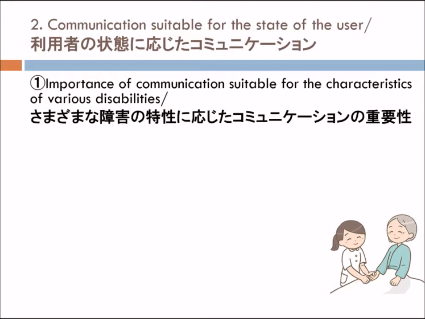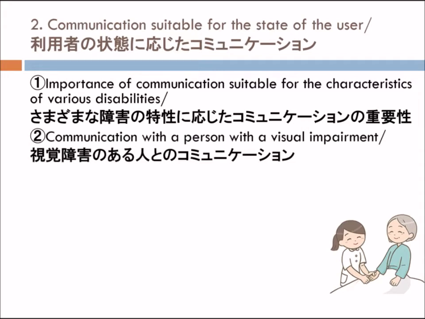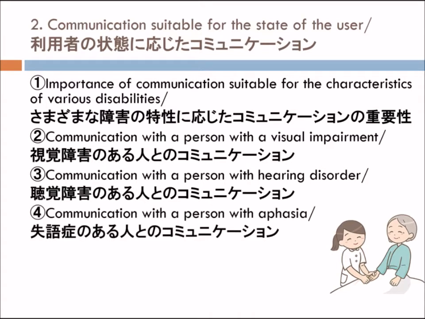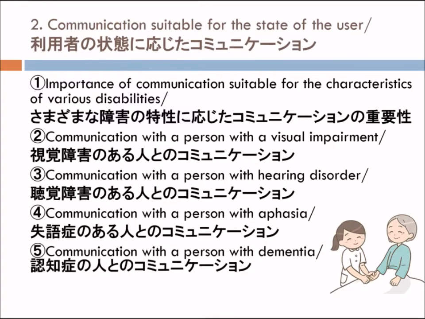Importance of communication suitable for the characteristics of various disabilities. 2. Communication with a person with a visual impairment. 3. Communication with a person with a hearing disorder. 4. Communication with a person with aphasia. 5. Communication with a person with dementia.